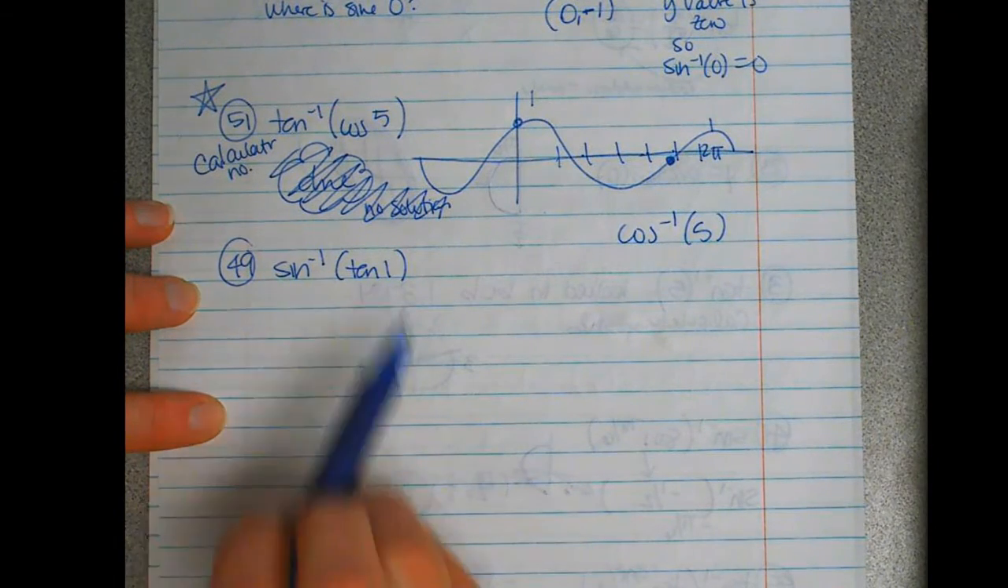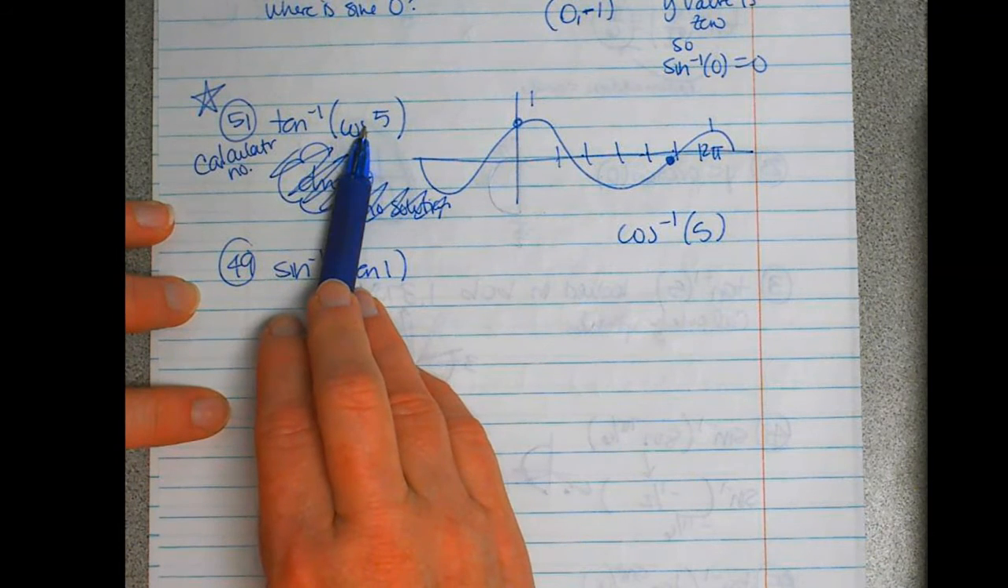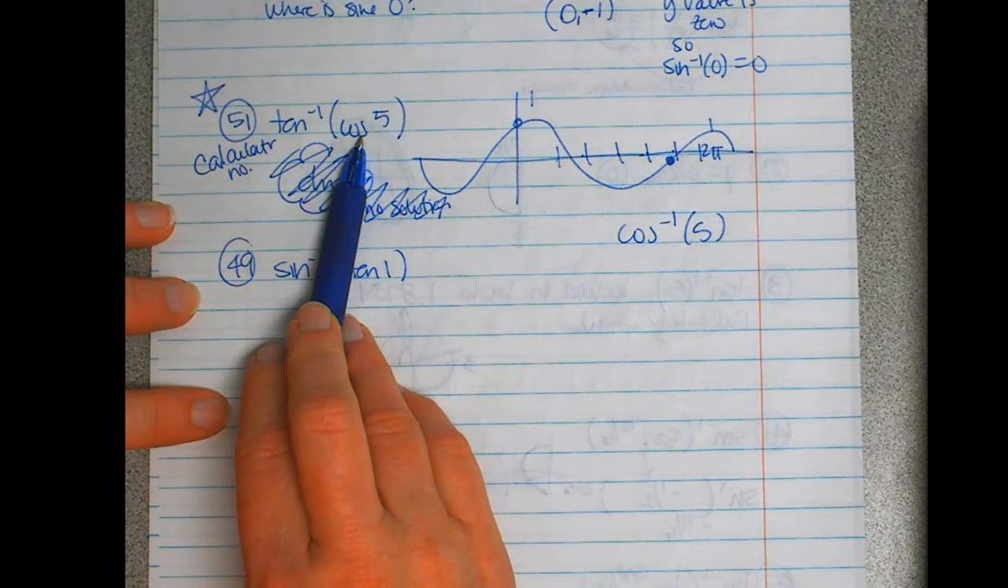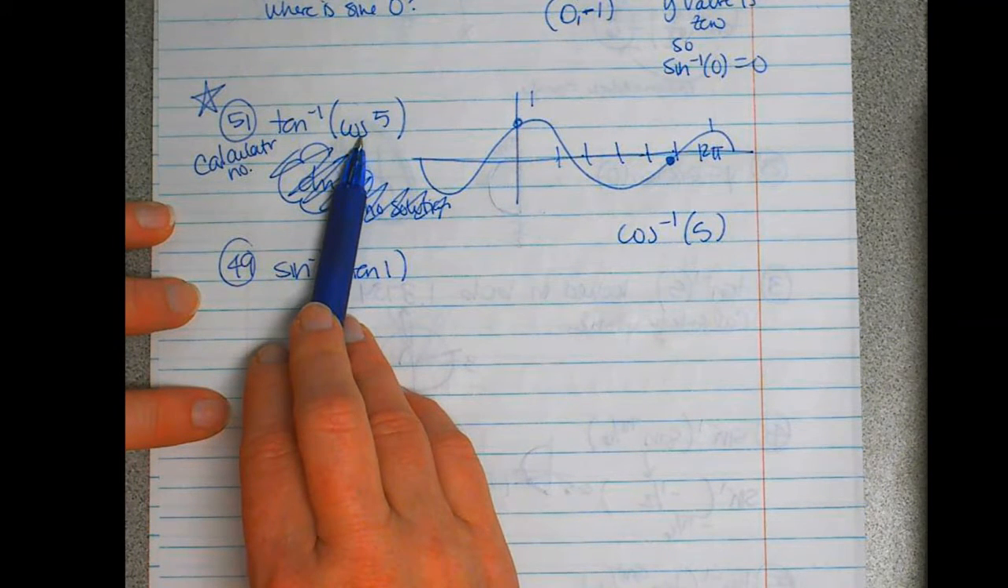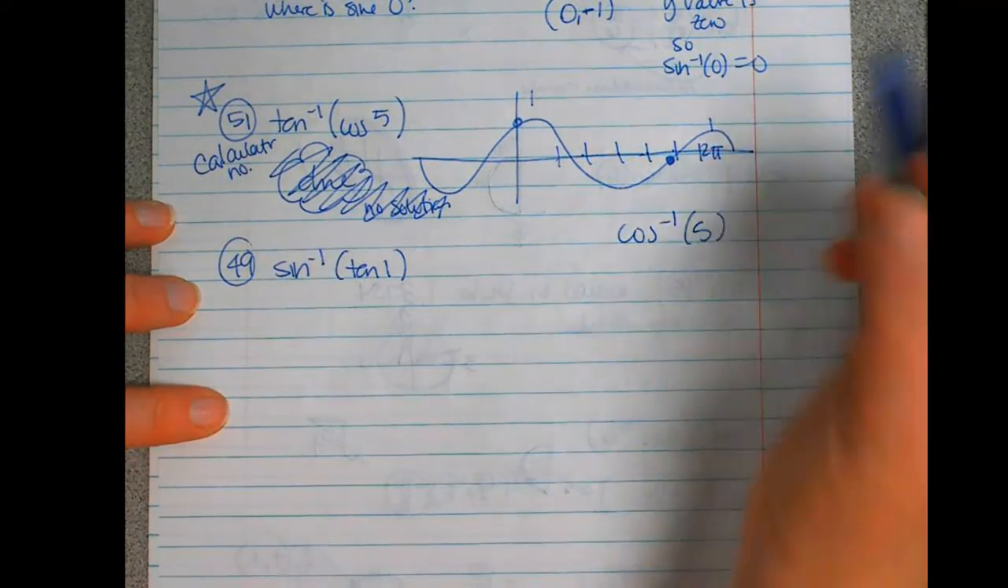So, cosine of 5 is some value. This will be a calculator problem. I'm going to tell you cosine of things that are on the unit circle, like cosine of 0 or 1 or 1/2 or the square root of 3 over 2, things that are on the unit circle.